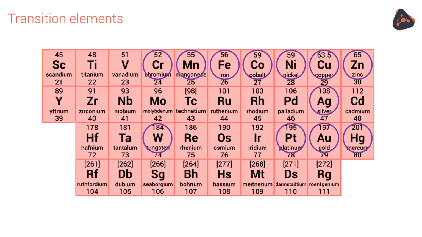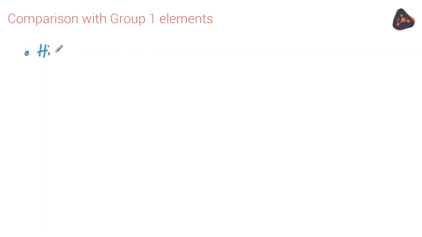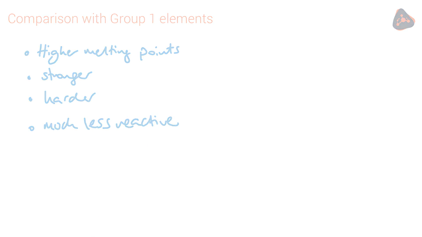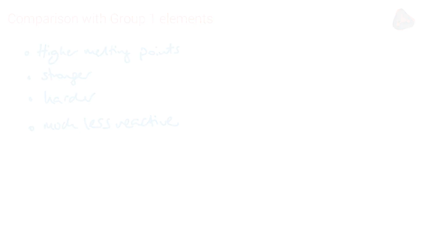As I said, they are metals, but they have quite different properties to the metals we looked at earlier from group 1. Transition metals all have higher melting points. They're stronger, they're harder, and they're much less reactive. They either don't react at all with oxygen or water, like gold and platinum, or they react very slowly over time, the way that silver tarnishes.